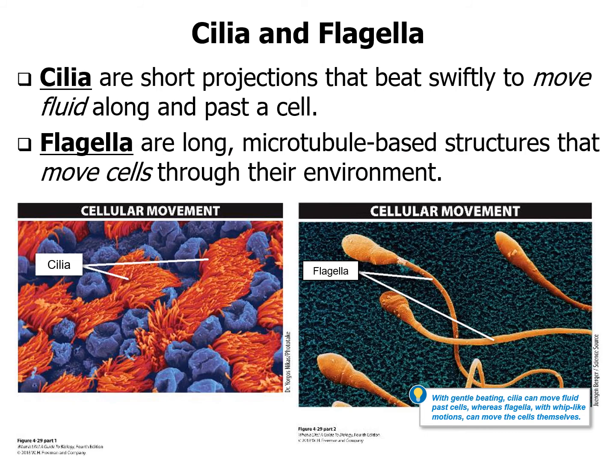Next, we have cilia and flagella. These are both going to be used for movement of the cell itself. Cilia are going to be short projections that beat swiftly to move fluid along and past a cell. So it's sort of moving what is outside of the cell along the cell's surface. Flagella, which we talked about before, are long microtubule-based structures that move cells through their environment. So they're like a little whip-like tail that's going to propel the cell through its environment.